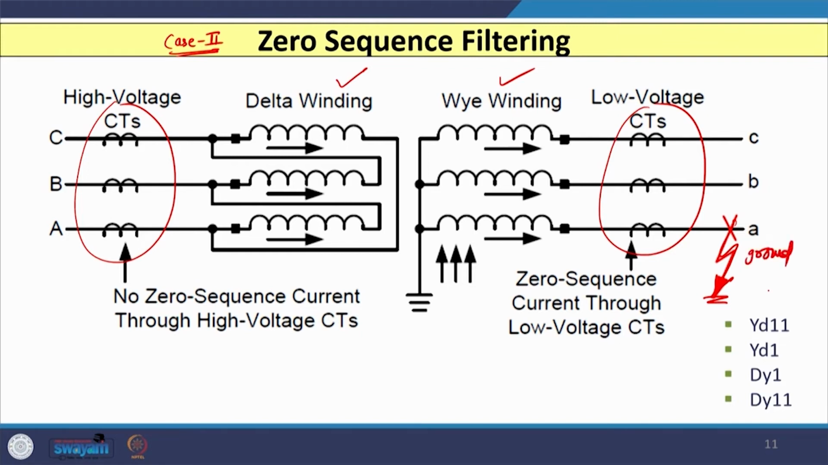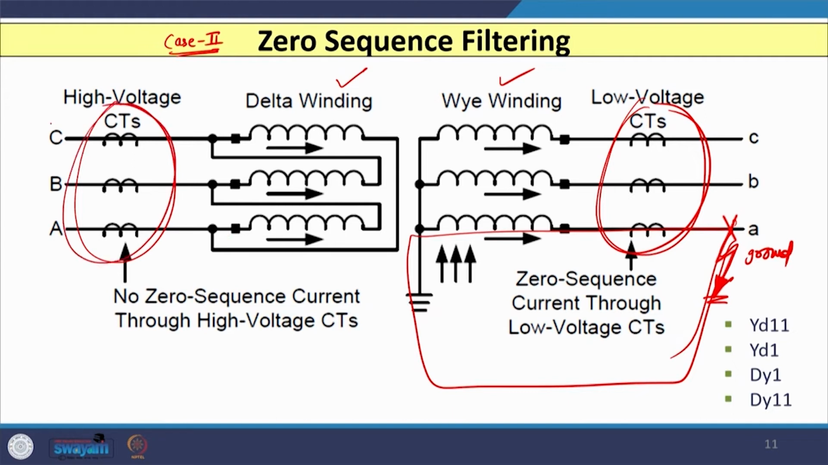In that case the current will flow like this. Whenever any fault occurs which involves ground, zero sequence current is always present, and that zero sequence current will flow like this, and it is also going to flow through these CTs. As these CTs are connected with the relay, those currents are reflected inside the digital relay. On the delta side, these currents circulate inside the delta winding, but do not come out of the delta winding.